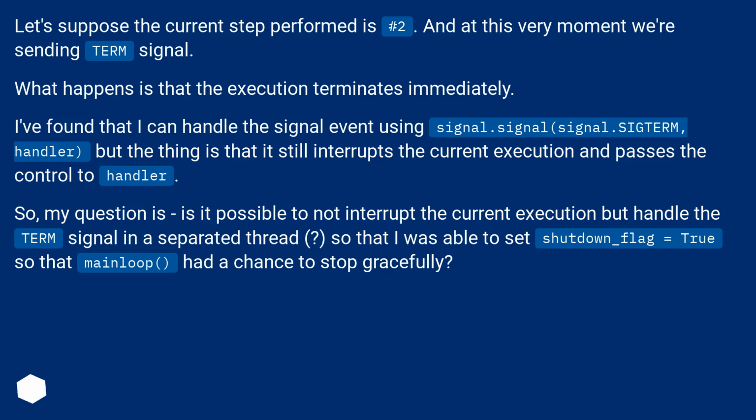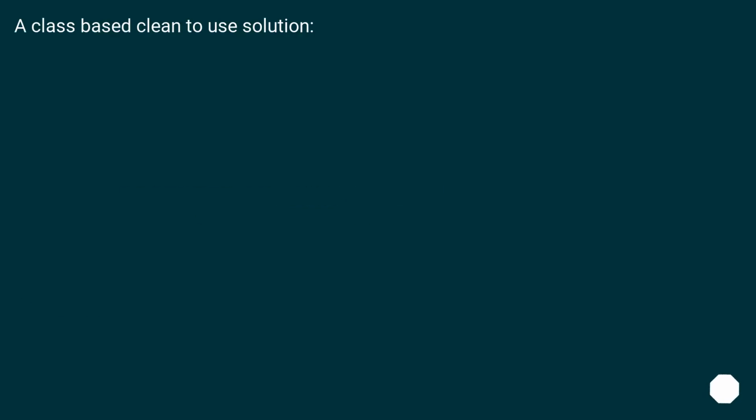So, my question is: is it possible to not interrupt the current execution but handle the term signal in a separate thread, so that I was able to set shutdown_flag equals True so that the main loop had a chance to stop gracefully? A class-based, clean-to-use solution.